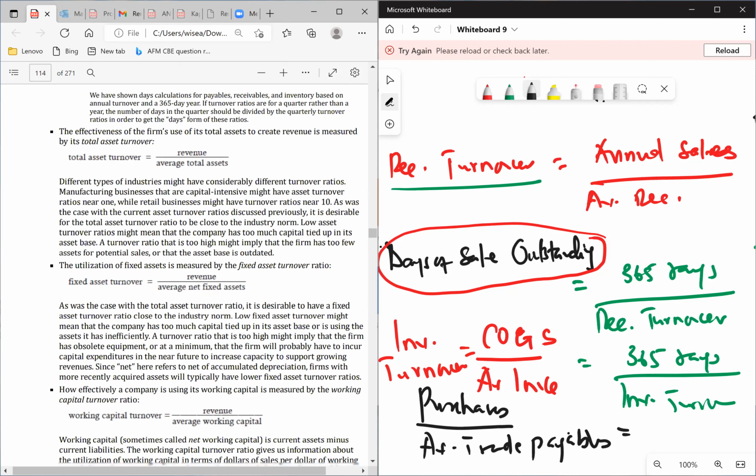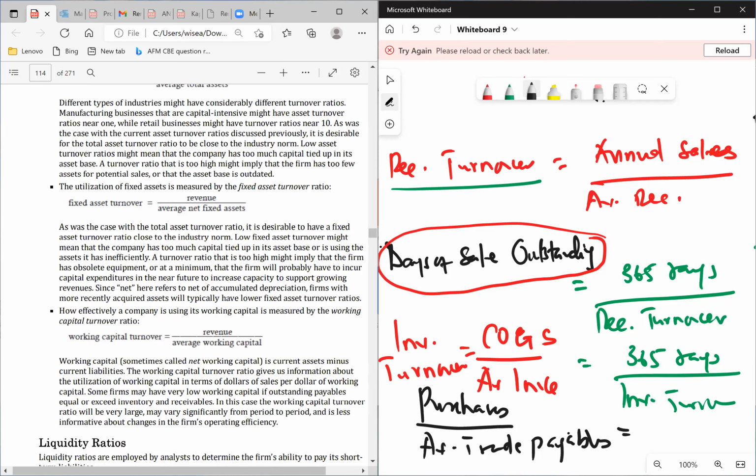So fixed asset turnover will be revenue over average net fixed assets. And then working capital turnover will be the revenue divided by average working capital. And here we express them in multiples. They are multiples.